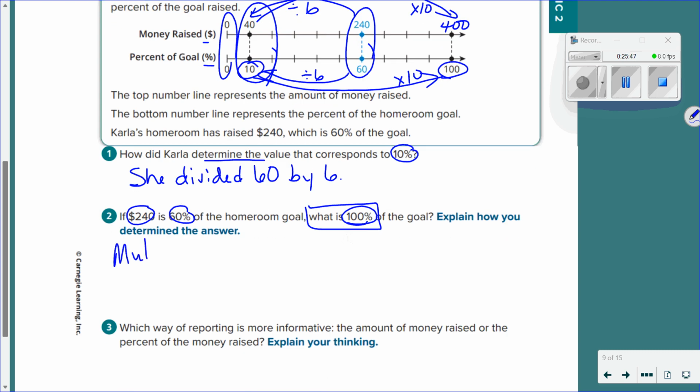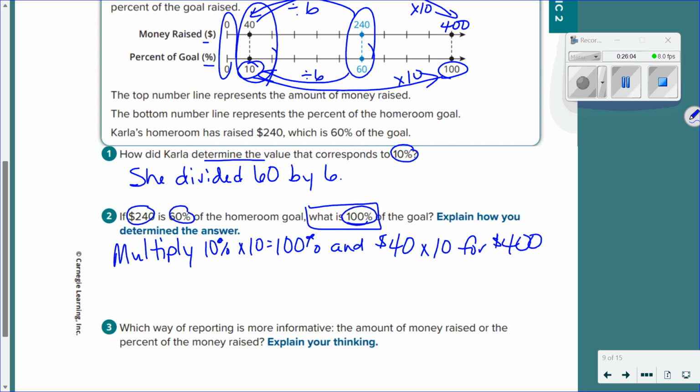So, multiply 10% times 10 for 100%, and $40 times 10 for $400. Make sense? Now, here's our big one.